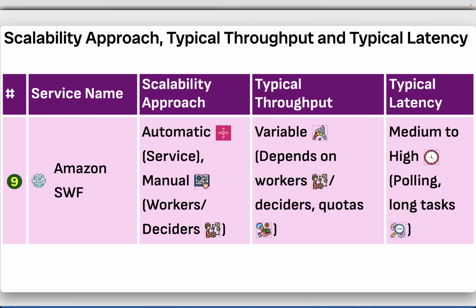Amazon Simple Workflow Service. This service scaling is automatic, but overall throughput depends on manual management of workers and deciders. Throughput is variable depending on the workers, deciders and the quotas. Typical latency is medium to high due to polling mechanism and focus on long tasks. It is not chosen for low latency use cases.